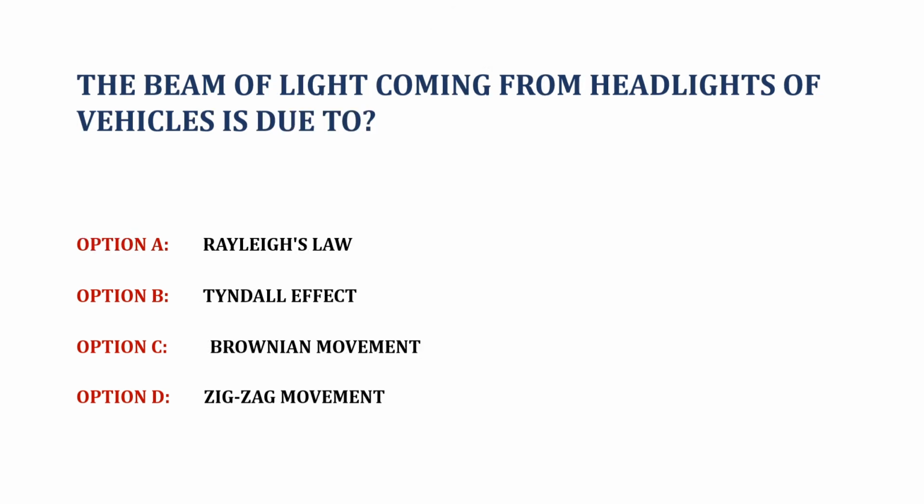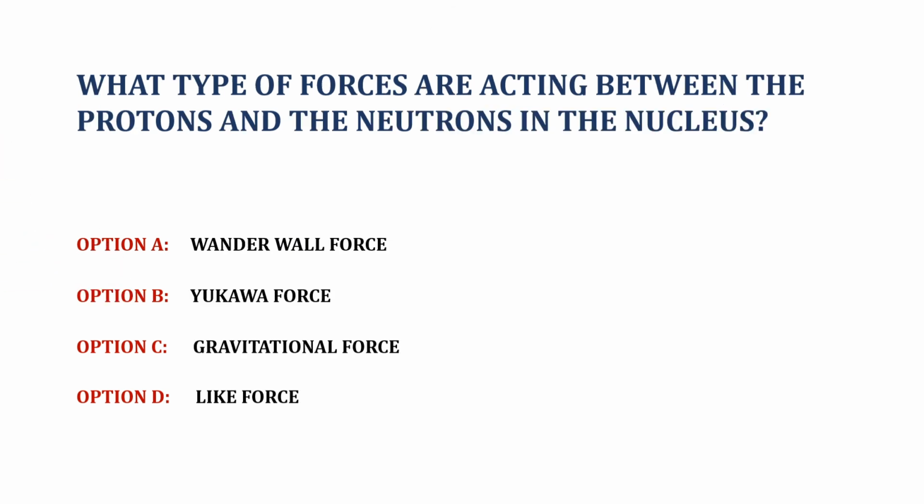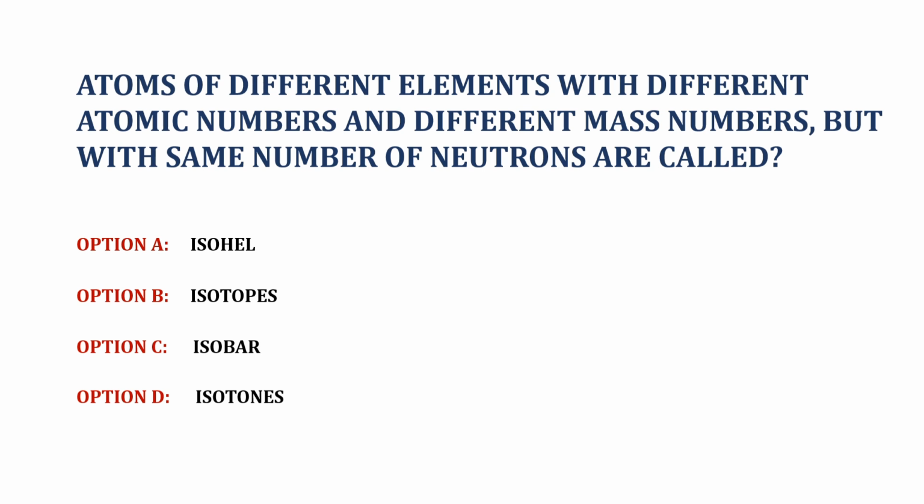The beam of light coming from headlights of vehicle is due to? Option B, Tyndall effect. What kind of forces are acting between the protons and the neutrons in the nucleus? Option B, Yukawa force. Atoms of different element with different atomic numbers and different mass numbers but with the same number of neutrons are called?